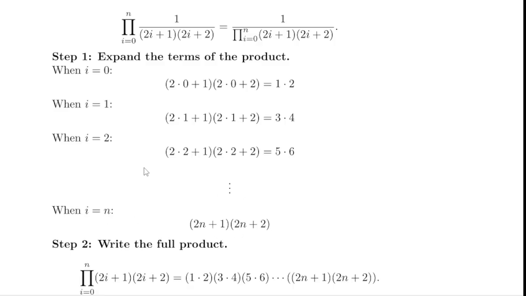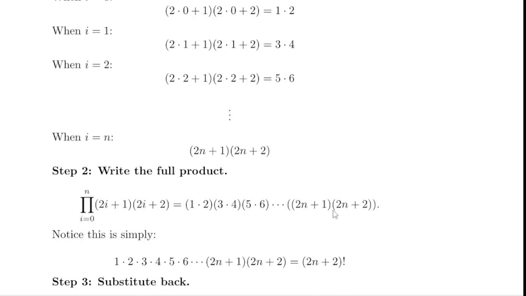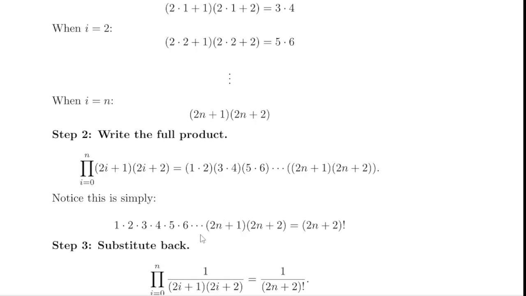And because this is a product, we're going to be multiplying all of these. So essentially what we're doing is multiplying 1, 2, 3, 4, 5, 6, all the way up to (2n plus 1) times (2n plus 2). This is the same thing as just saying (2n plus 2) factorial.